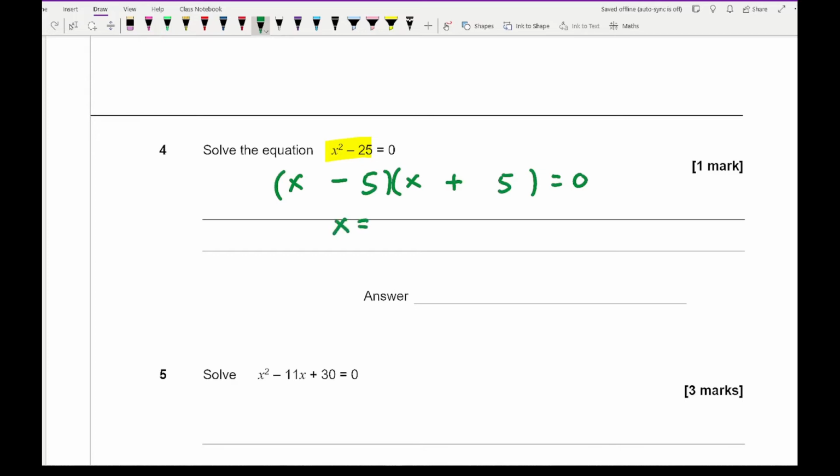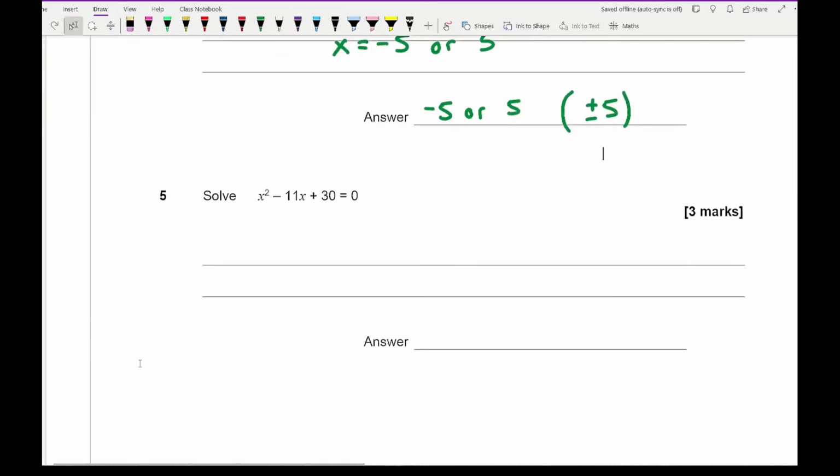So x can either equal minus 5 or it could equal positive 5. So you can write your answer as minus 5 or positive 5, or you could write your answer as plus or minus 5. Moving on to question 5.